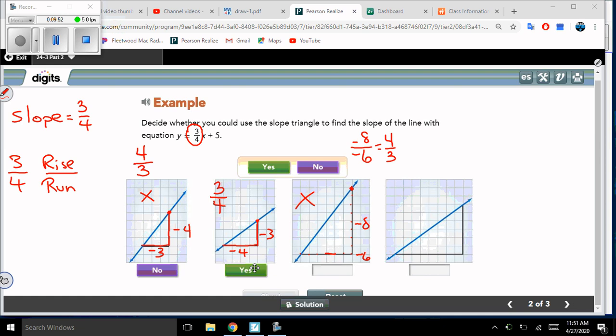Okay. And how about that last one? Starting right here, we're going to go down 1, 2, 3, 4, 5, 6.